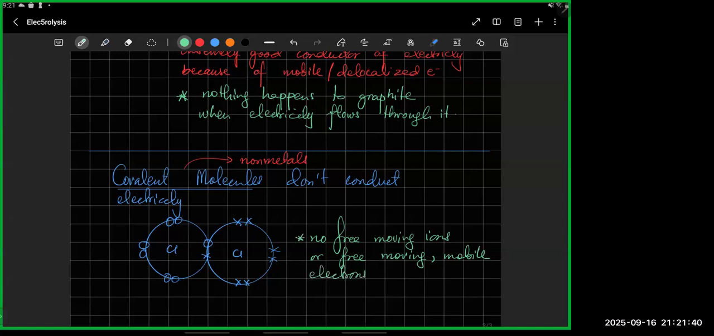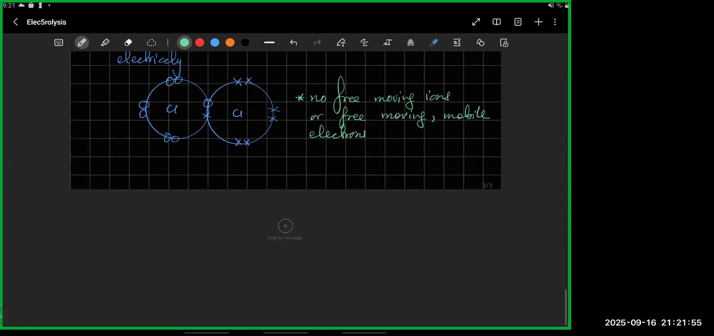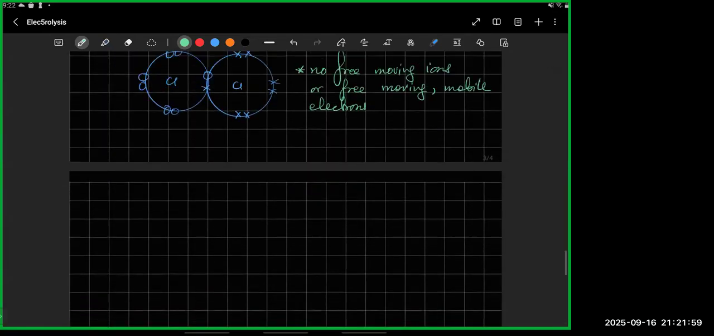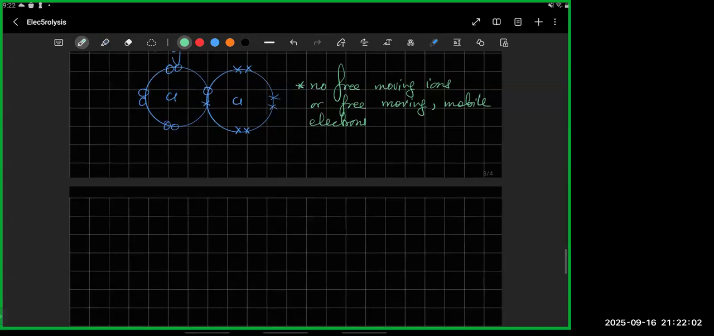So remember, if they're going to ask you why covalent molecules don't conduct electricity, they don't have any free moving ions or any charged particle or any free moving mobile electrons to do that. But is there an exception? Okay, covalent molecules don't conduct. That's without a doubt. They never conduct. It's not their property. They're never going to conduct electricity.